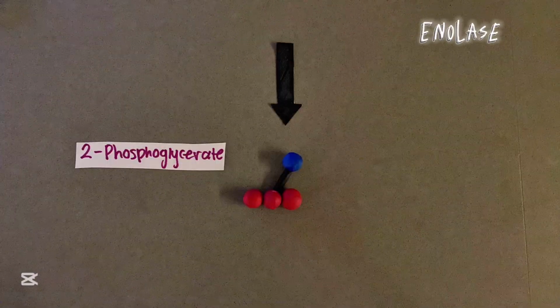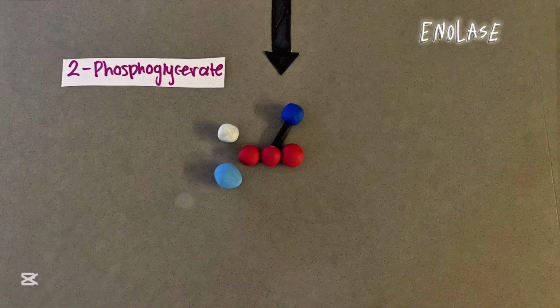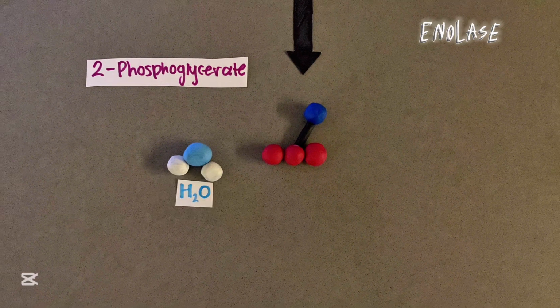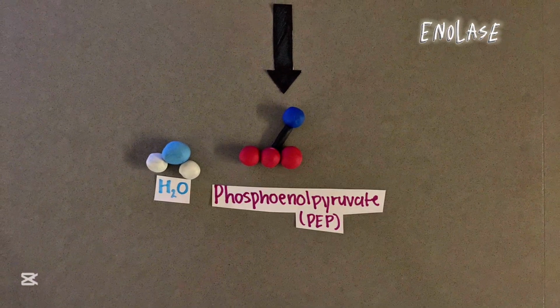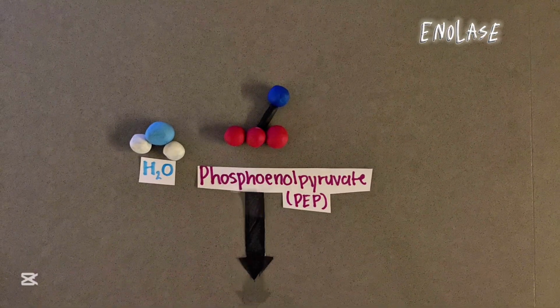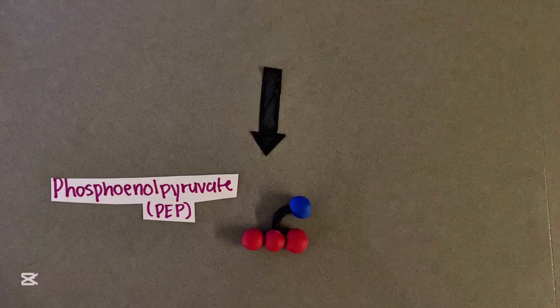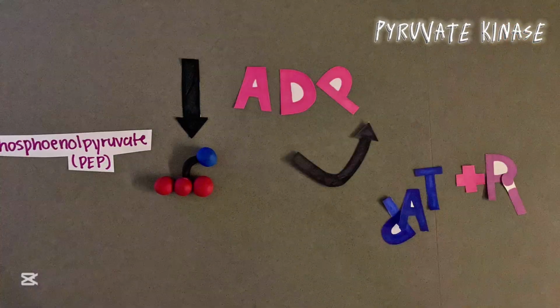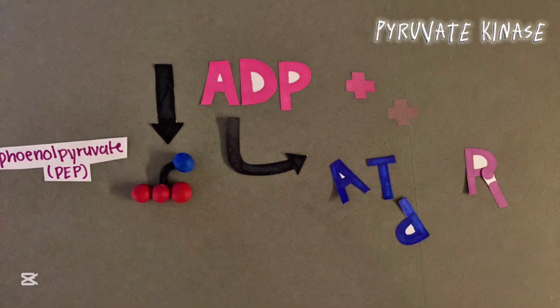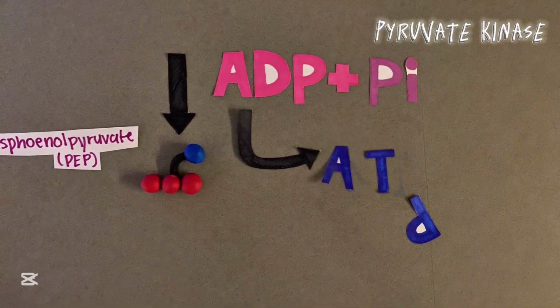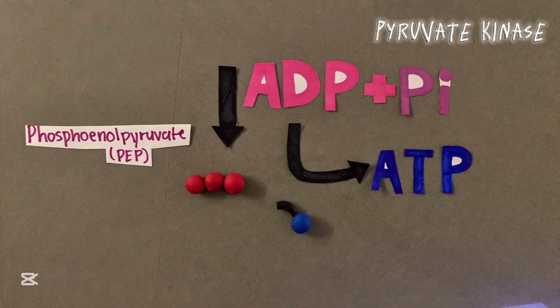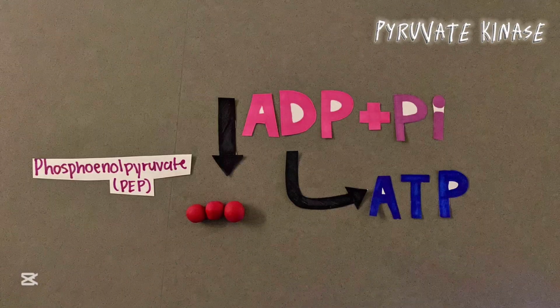2-phosphoglycerate then undergoes a dehydration reaction, catalyzed by the enzyme enolase. Enolase removes water from 2-phosphoglycerate, resulting in phosphoenolpyruvate, or PEP, a high-energy molecule. The last step of glycolysis converts PEP into pyruvate. This is a substrate-level phosphorylation reaction, where the high-energy phosphate group is transferred to ADP, directly forming ATP. This is catalyzed by the enzyme pyruvate kinase.